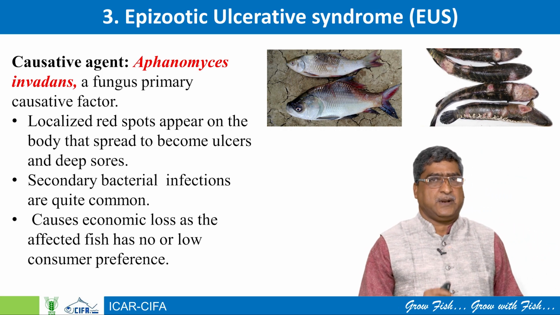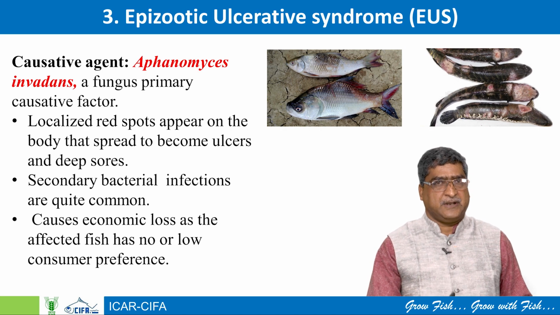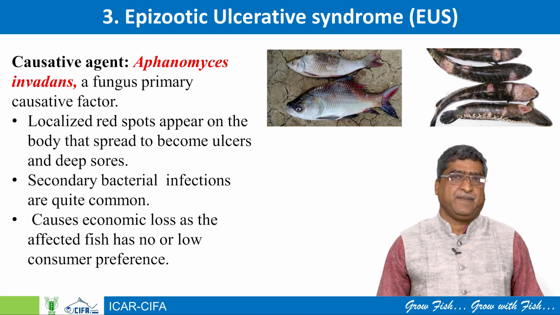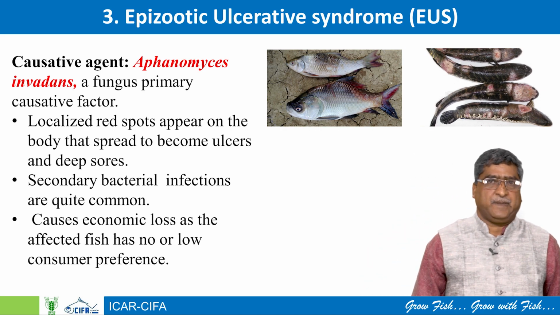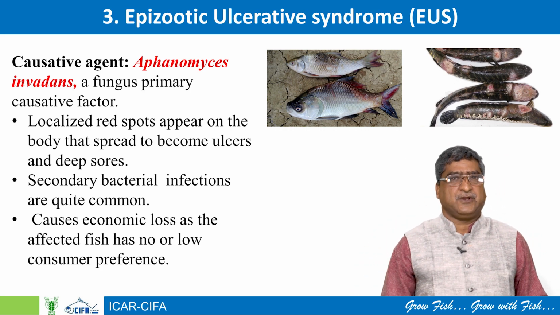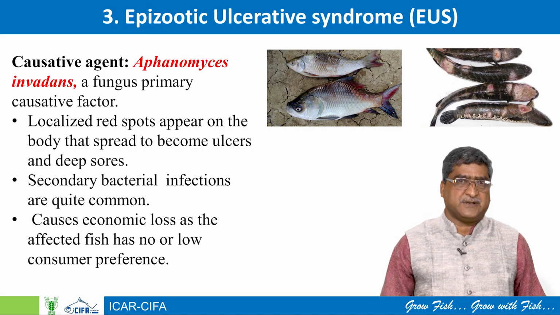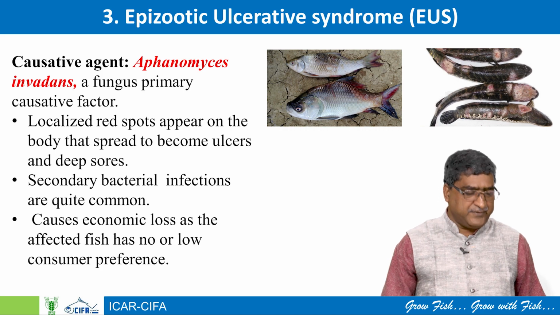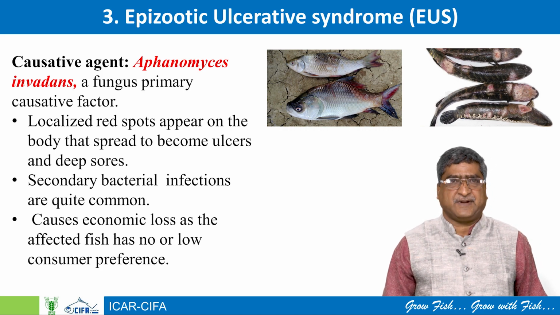Localized red spots appear on the body, and normally Aeromonas species and other bacterial species invade and cause ulcers, and the muscles are sloughed off. Some fish die, and mostly the economic loss occurs to the farmers because the fish has no market value. Consumer preference is very, very low, so there is a lot of economic loss from this.